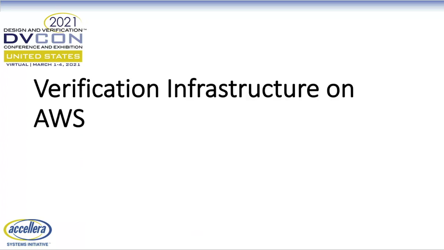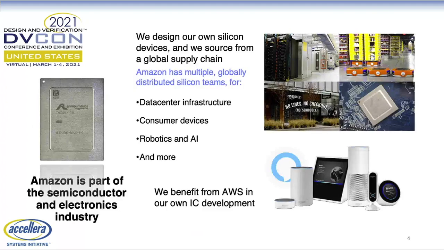So let me get started with the verification infrastructure on AWS. Amazon is part of the semiconductor and electronics industry. We design our own silicon devices and we source components and parts from a global supply chain. And you can see the images and diagrams showing different use cases for where we use these semiconductor components.